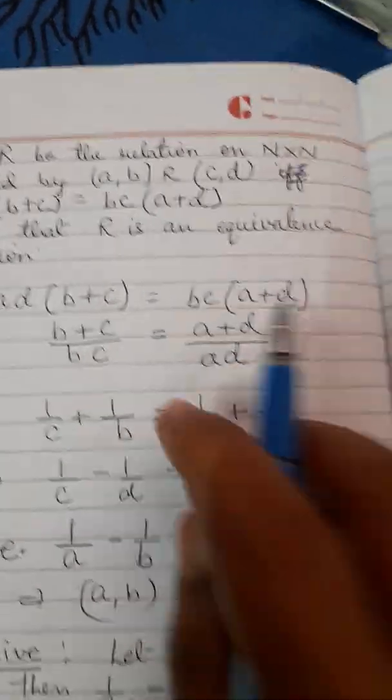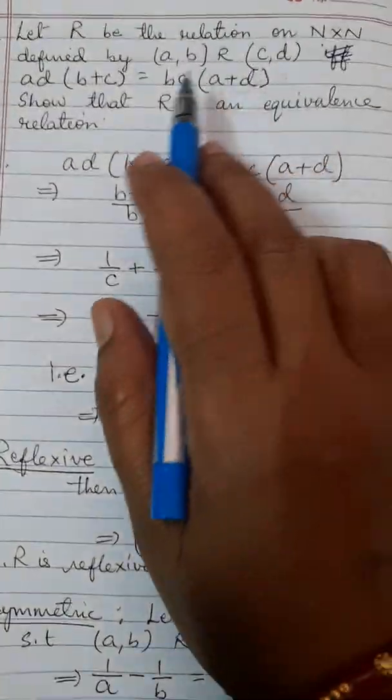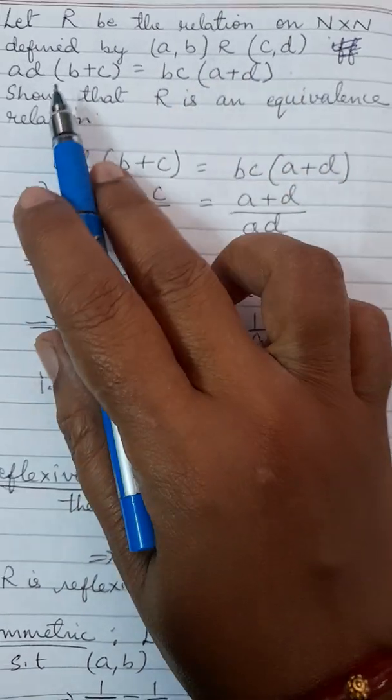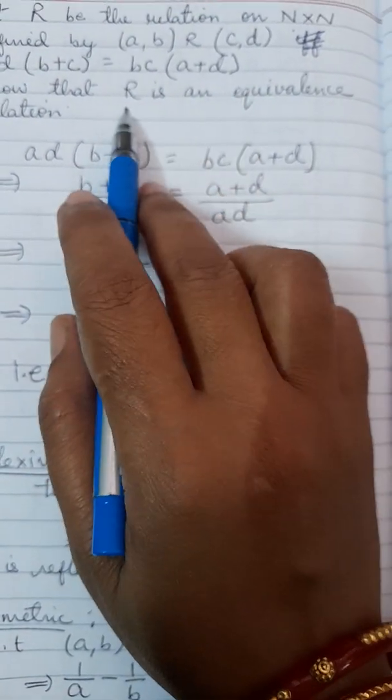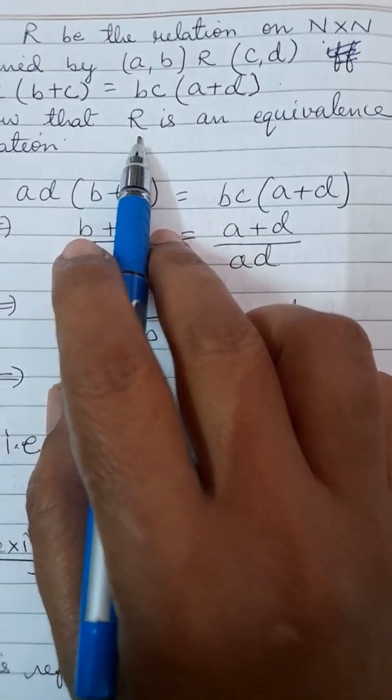Let R be a relation on N cross N defined by (a, b) related to (c, d) if AD(B + C) = BC(A + D). We have to show that R is an equivalence relation.